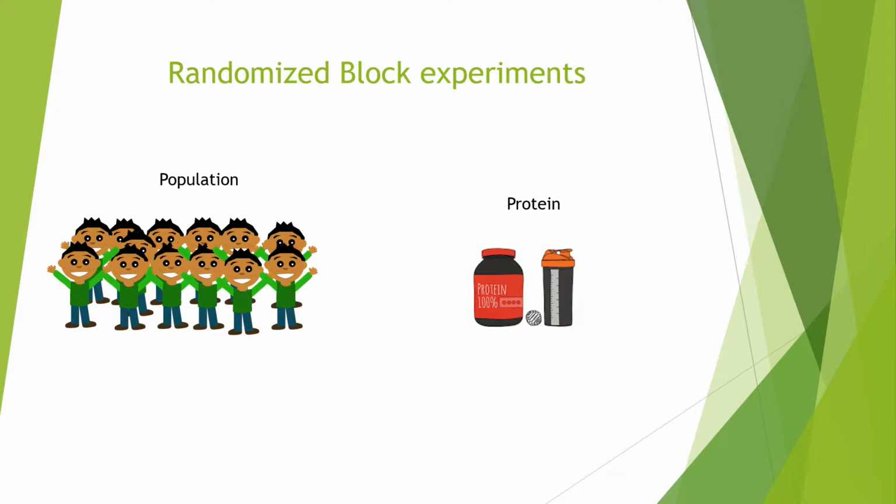Then the subjects within the blocks are randomly selected or given whatever treatment is given from the experimenter. The example on the screen displays the effects protein can have on an individual and how effective it can be if they're using it or not. But as you may already see, age can play a big role in this experiment.